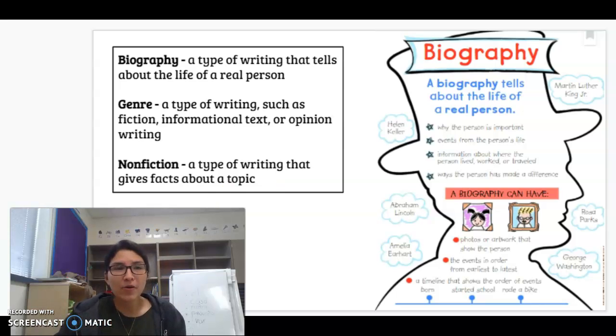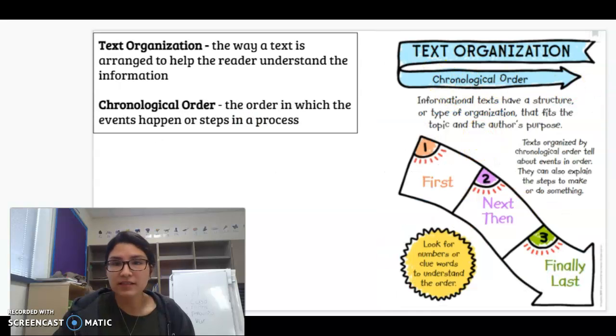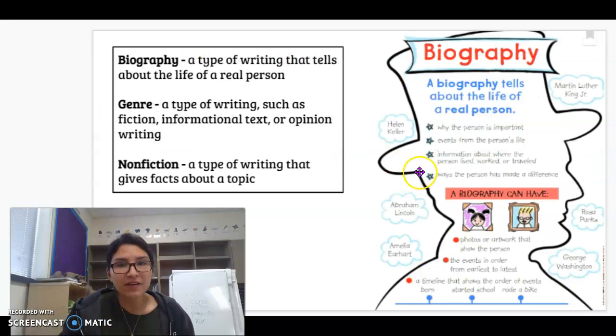All right. Well, I hope you like this little review over text organization, chronological order. Remember, when you think of chronological order, just remember, it's the order of events happening. First, next, then, last. First, second, third, fourth. Okay? And then a biography, a biography tells about the life of a real person. Okay?